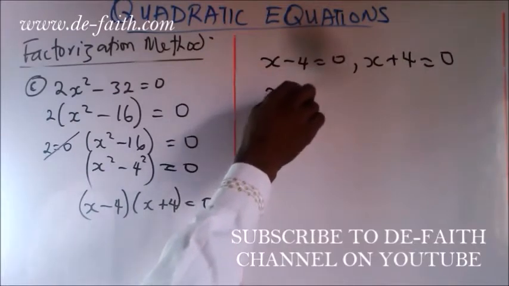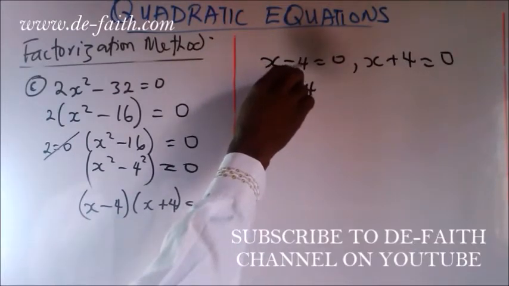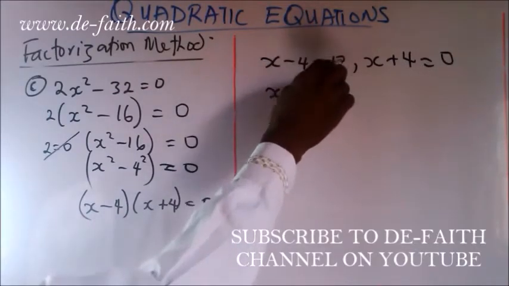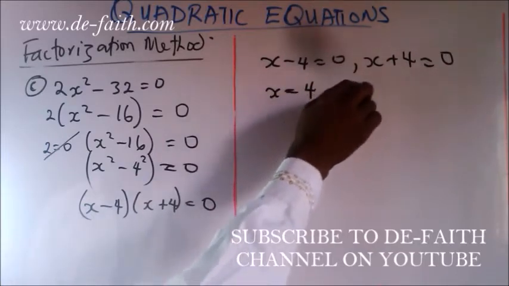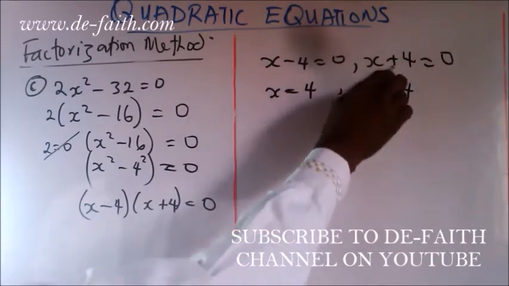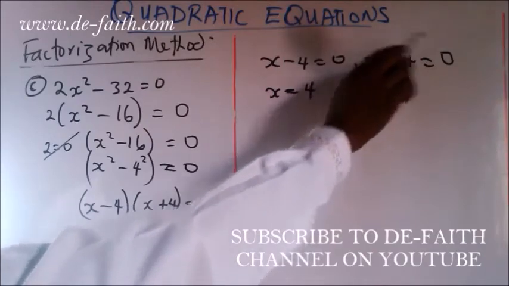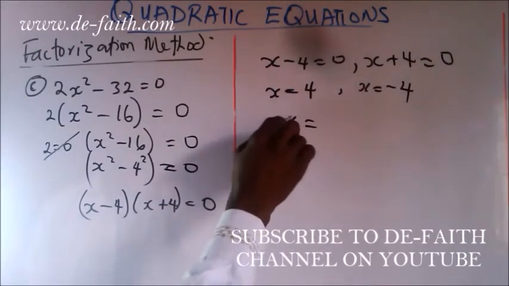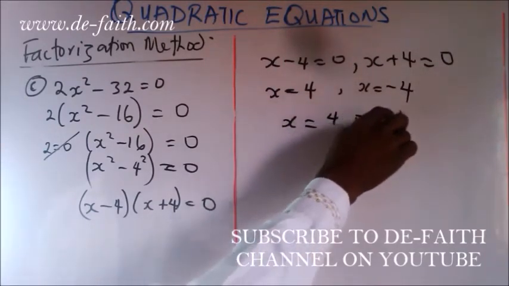So x equal to 4, that is, when minus 4 is brought from the left hand side to the right hand side, it becomes plus 4. And then x equal to minus 4, that is, when plus 4 is brought from the left hand side to the right hand side. So the values of x are 4 or minus 4.